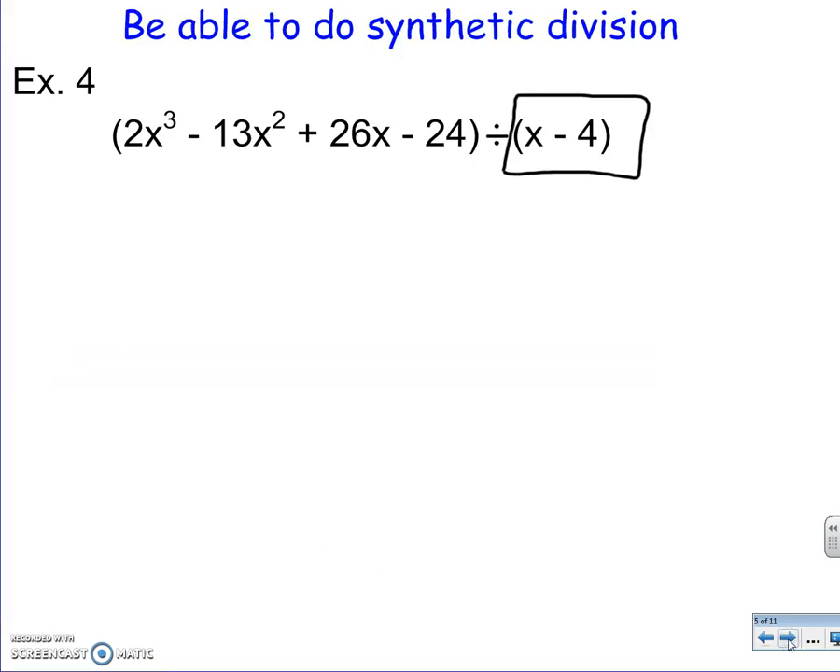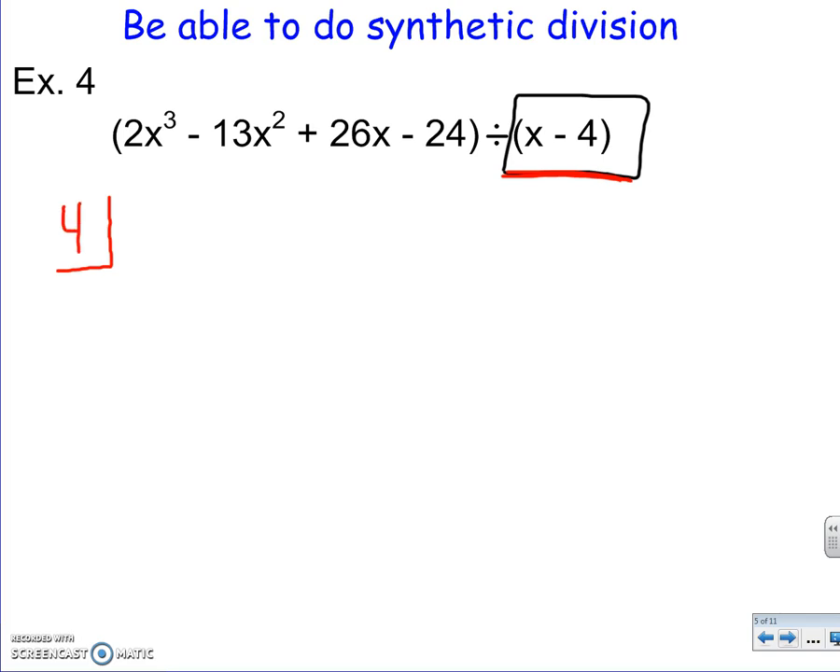So let's see how this works. For synthetic division, we're going to make a little chart. And this is a box in the corner and the numbers. The box in that top left corner is the root, the answer. Remember, this x minus 4 is a factor. If I said that equals 0, I have to add 4 both sides. Positive 4 would be the root.